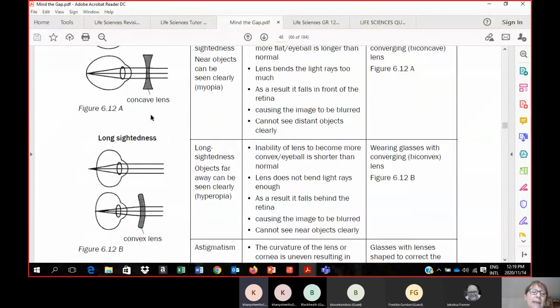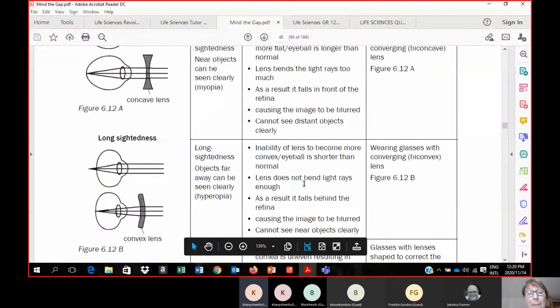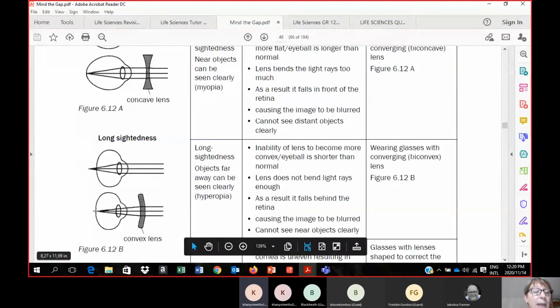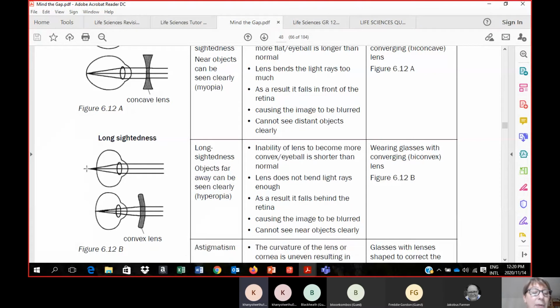Okay, then long-sightedness is obviously just the opposite. Very often people that are older are able to see things in the distance, but they can no longer read their books and so on, and they need to wear glasses. These are all different causes of long-sightedness. But you can see in the little diagram, sometimes the eyeball is shorter than normal, and again, instead of the light rays all converging on the retina over here, they actually fall behind the retina.